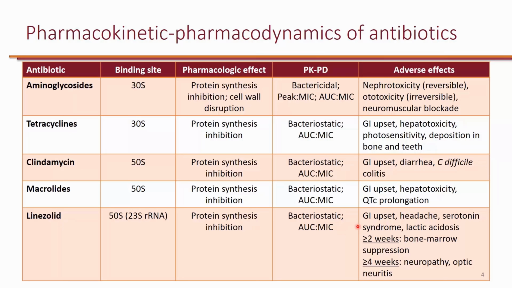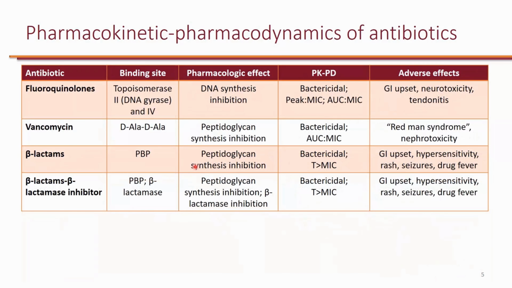in combination with SSRIs. And within the first 2 weeks, you can also experience lactic acidosis. Now, beyond 2 weeks, patients may also experience bone marrow suppression. So this could be a drop in white blood cells, so neutropenia. It can lead to a drop in red blood cells, so anemia can happen beyond 2 weeks. Now, beyond 4 weeks, that's when neuropathy can happen, and rarely optic neuritis.